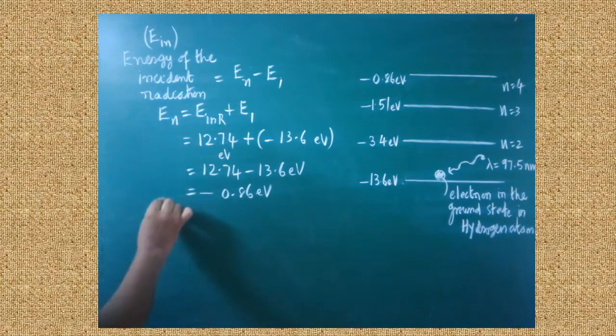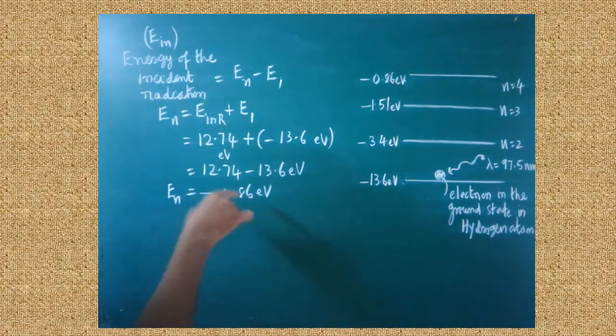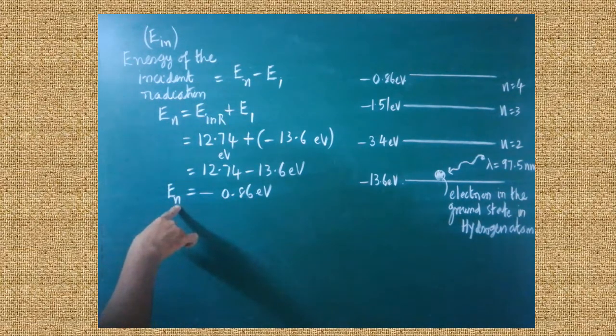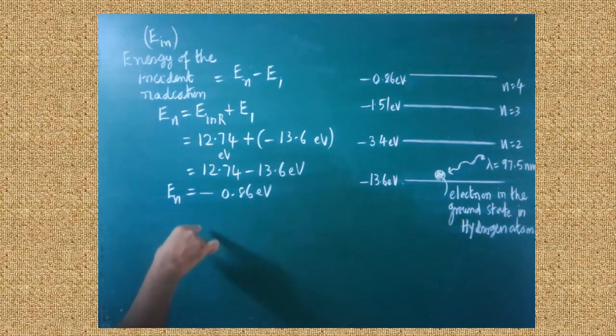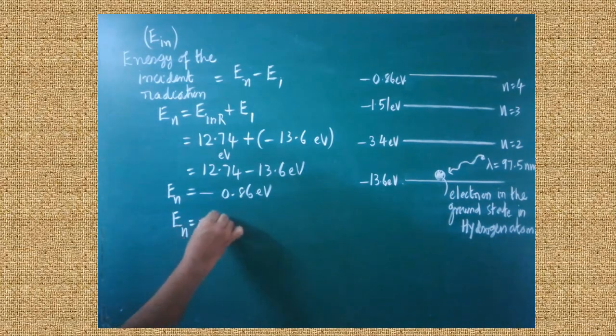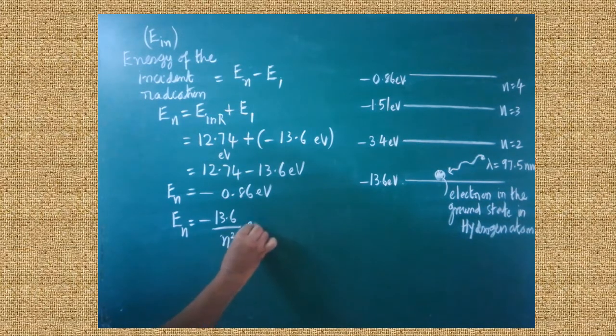So this is the energy of which orbit? A particular orbit to which the electron is excited. Still we don't know the principal quantum number. So what do we have to do? We have to use the expression En is equal to minus 13.6 divided by n square electron volt. This formula can be used to find out the n.